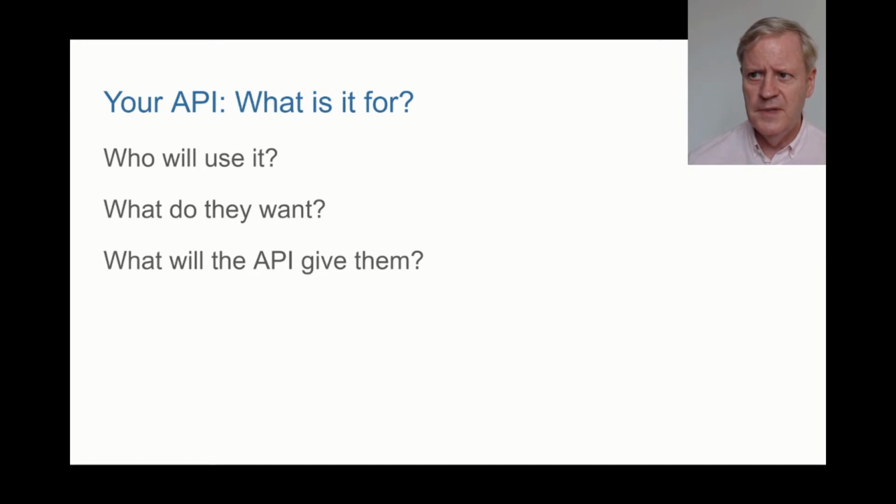So we'll talk a little bit about what an API is for. With your API, you have to think about who's going to use it, what they want, and what the API will give them. There are a number of models for thinking this through.